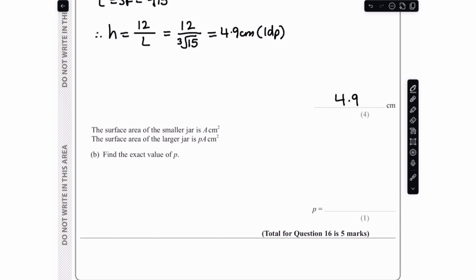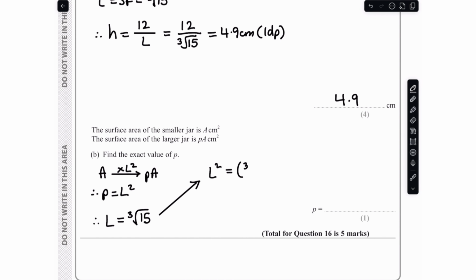In the final part of the next question, we are told that the surface area of the smaller jar is a centimeters squared and the surface area of the larger jar is pa centimeters squared. Find the exact value of P. So what we know is that when we multiply the surface area of the smaller jar, which is A, by the length squared, that gives us the surface area of the larger jar. So in other words, P equals L squared. So given as we know that L equals the cube root of 15, we can work out the value of L squared by squaring our value for L. So this is going to give us the cube root of 15 squared, and that equals 6.08220196. And so your final value for P is 6.08220196.